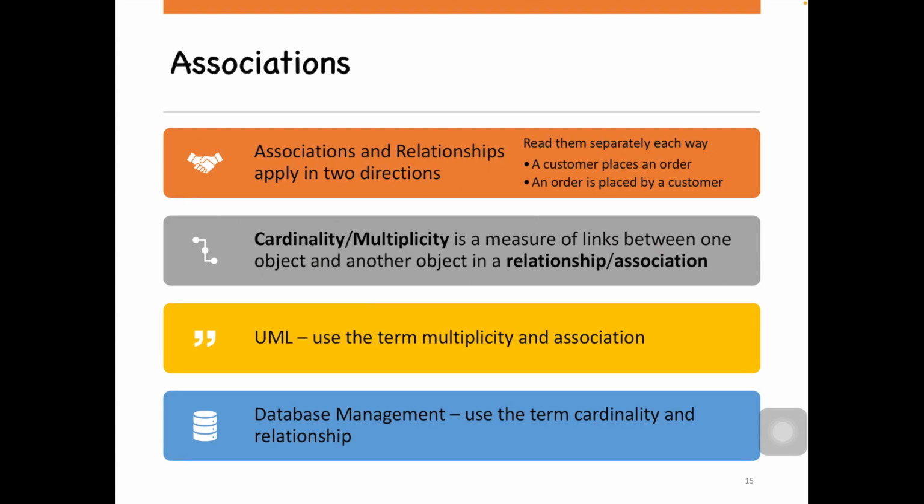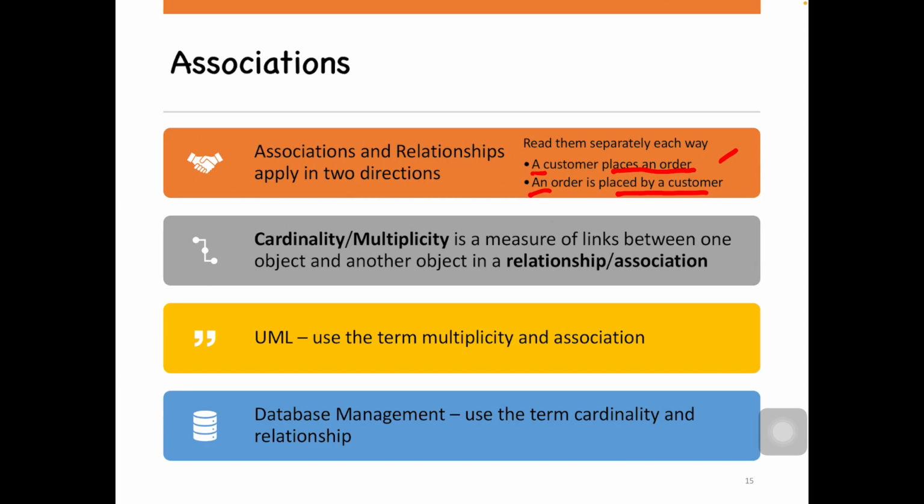Associations and relationships apply in two directions, so we need to read them separately each way. For example, a customer places an order. An order is placed by a customer. So by reading in two directions, we can identify what is the relationship of this statement.